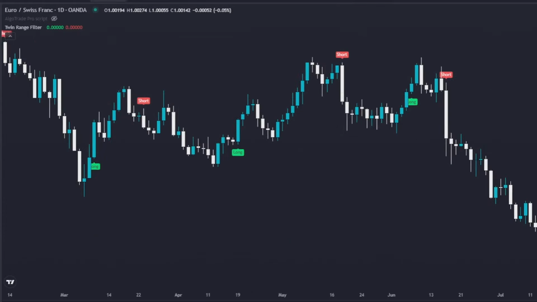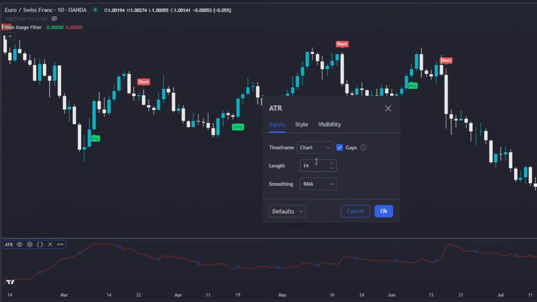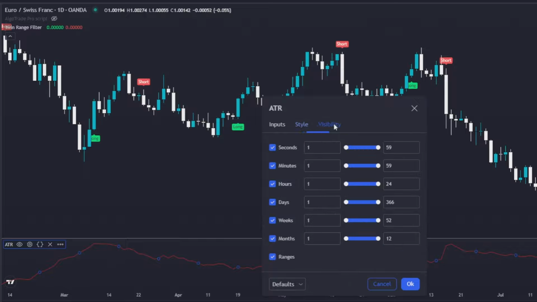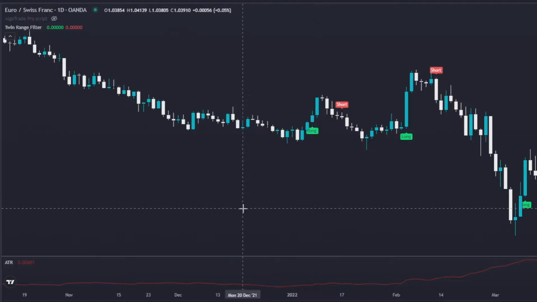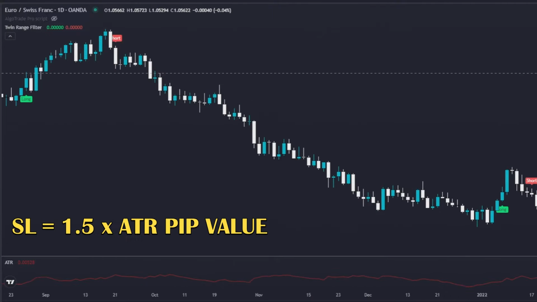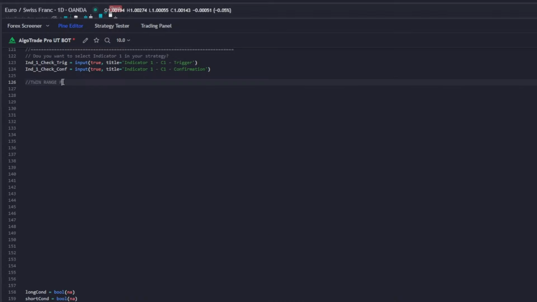Also, I am going to search for the ATR indicator and I will use it with the default settings. I use the ATR indicator to place the stop losses and the take profits on every single trade. For stop losses, the value will always be 1.5 times the ATR pip value, and for take profits, 1 times the ATR pip value. I will now code the indicators.